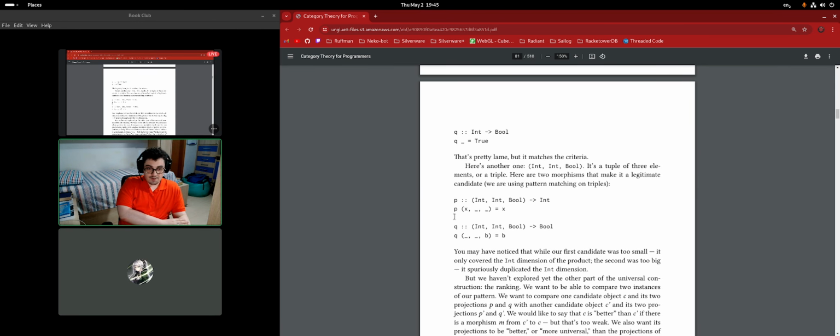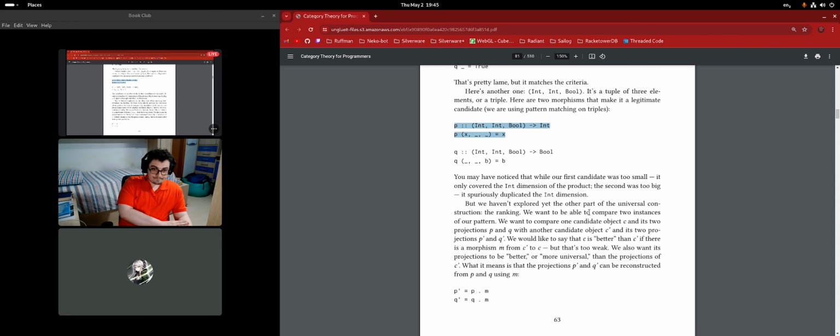So here we're going to have another example. It's a type of three elements. This is going to be our C, and we want again A and B to be integers and bools for our Cartesian product. So here we have the P, and here we have the Q. It works. And then he says, You may have noticed that while our first candidate was too small, it was covered in the int dimension of the product, the second was too big. It duplicated the int dimension. I don't know what that means.